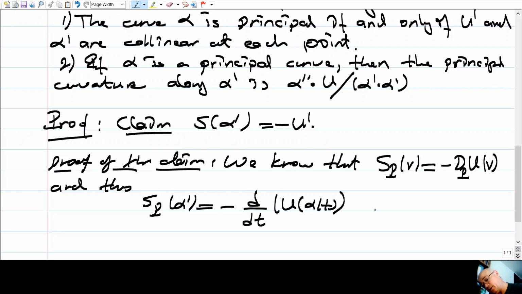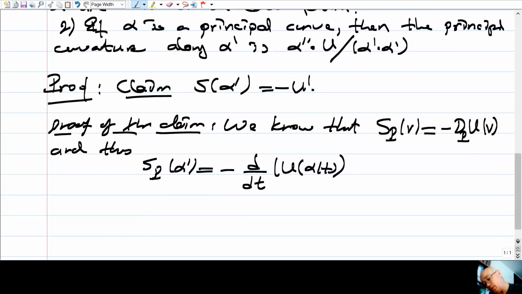So how would you take the derivative of U in this direction? You choose a curve whose derivative at that point is that vector. So here my V is alpha prime, so I just take that curve alpha, and its derivative is just alpha prime. So it is this one. But what is this? This is by definition minus U prime(t).